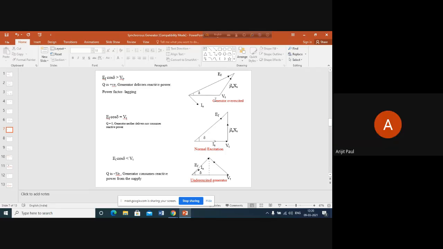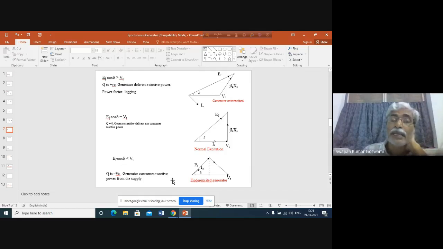Okay, so these are the things regarding the active and reactive power variation. Obviously, reactive power variation will be to control the voltage. Active power variation will be to control the frequency.